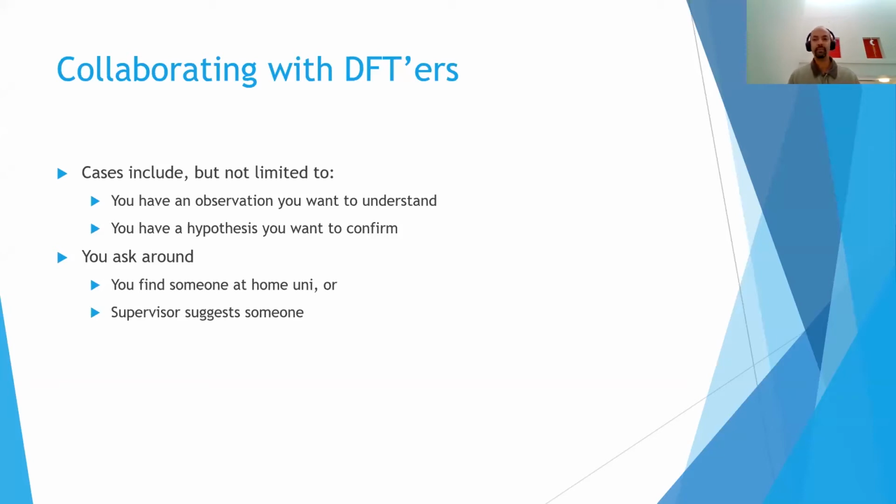So you're an experimentalist and you want to collaborate with a DFT person. Why would you want to do that? One example: you have an observation in the lab. You find something interesting and you want to understand why this is happening. Or you have a hypothesis that you want to confirm using some insights from quantum mechanics. DFT, just as a reminder, solves the key quantum mechanics equation, which is the Schrodinger equation. So you're after some quantum mechanical insight in your work.